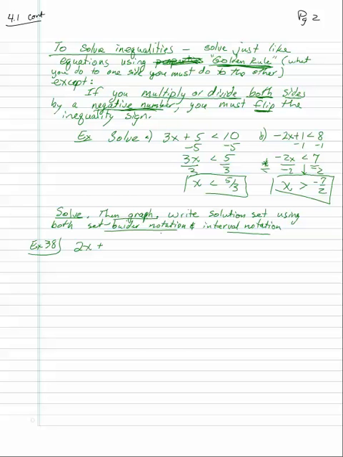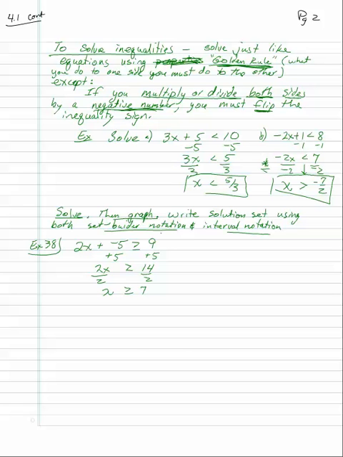2x minus 5 is greater than or equal to 9. So I'm going to add 5 to both sides. So we get 2x is greater than or equal to 14. Divide both sides by 2. So x is greater than or equal to 7.